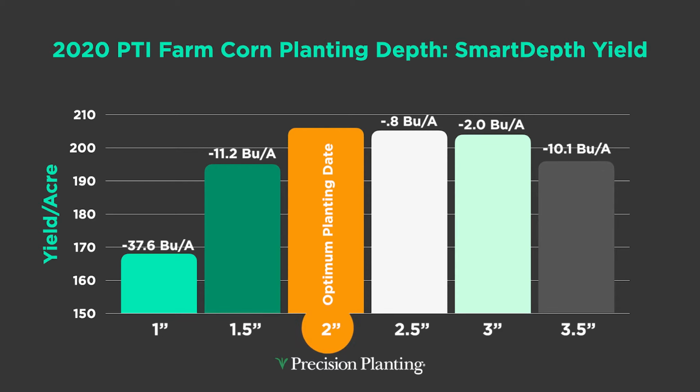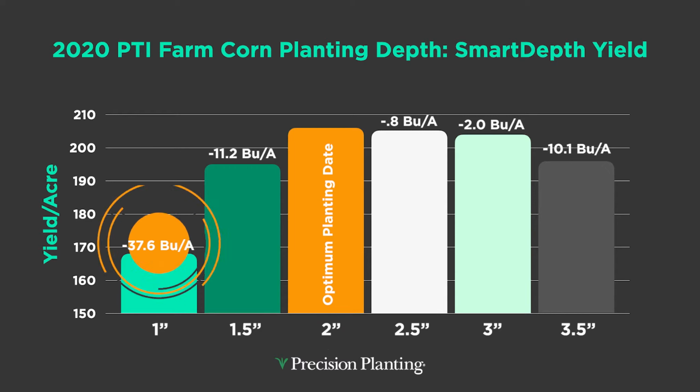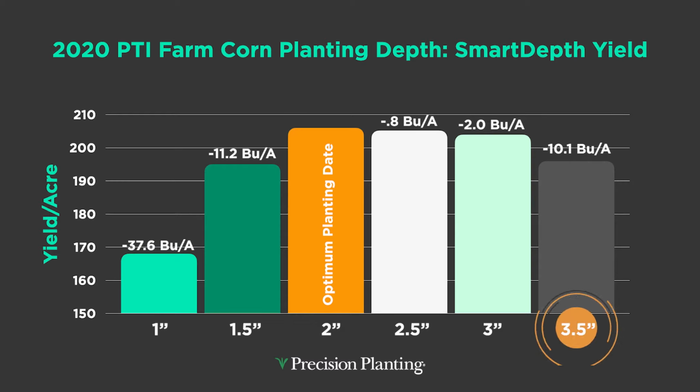Let's talk about some yield loss though. As we went shallow to 1 inch, we lost over 37 bushel to the acre. Why would that be? Well, planting 1 inch deep, we're just planting into dry moisture, planting into dry dirt. As we go deeper to 3.5 inches, it was in fact too deep, and we lost 10 bushel to the acre. So how do we know what the perfect planting depth is going to be?